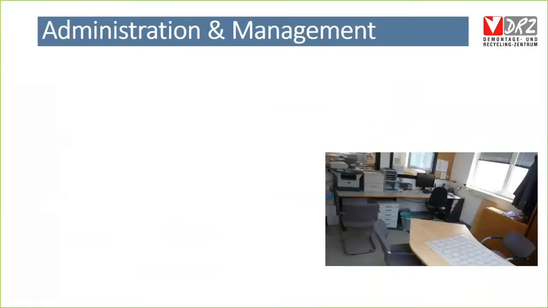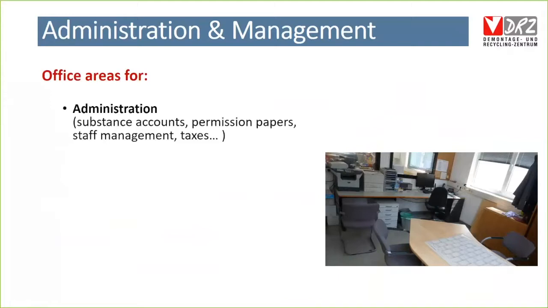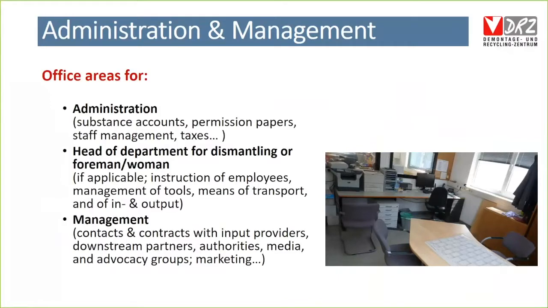Now, for administration and management, office areas, of course, you all know what they look like, so we don't need many pictures here, but think about who is going to do what and how many people you will need. You have an administration in terms of substance accounts that was close to the scale, as we saw before. You need permission papers, staff management, taxes. At least you have to prepare your papers for taxes, even if you go to a chartered accountant.